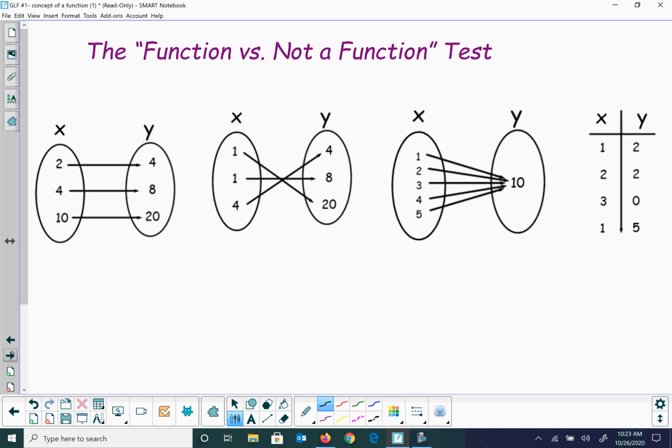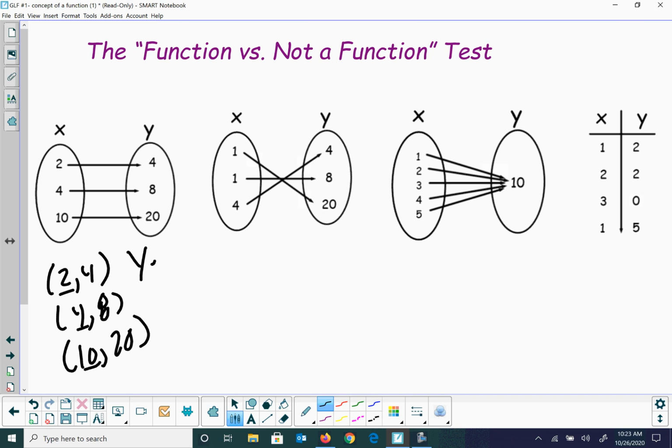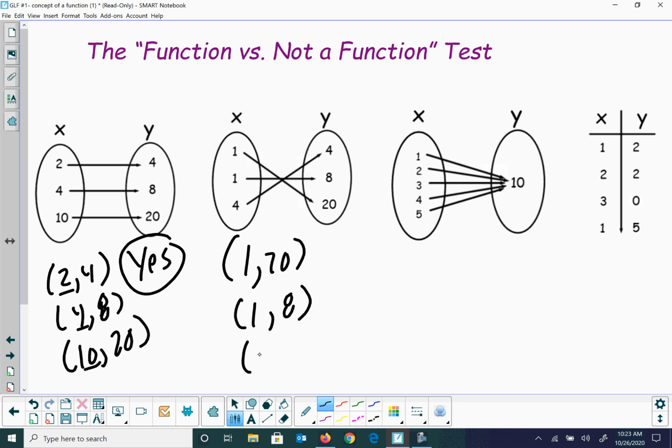Okay, function versus non-function test. The first one, we could write this as 2, 4, 4, 8, and 10, 20. None of the x values repeat, so yes, this first one is a function. This next one, we have 1 comma 20, and then 1 comma 8, and then 4 comma 4. Because the x values repeat, this is not a function.